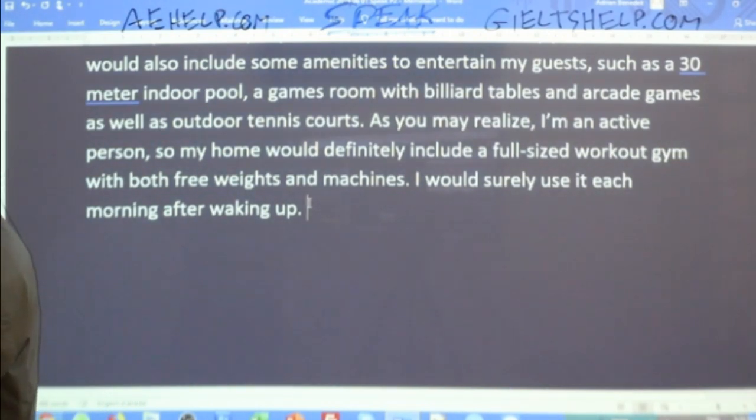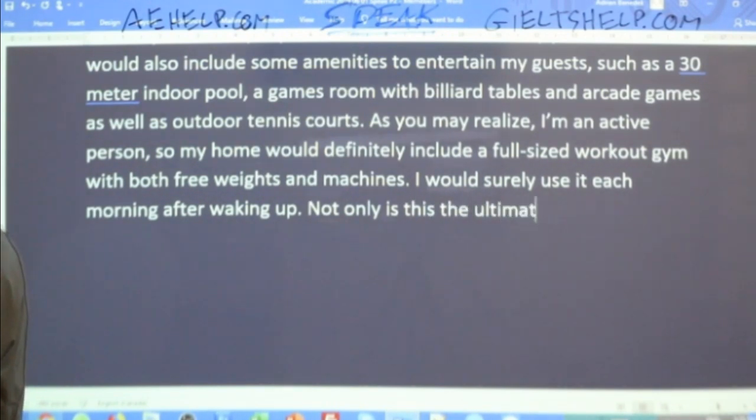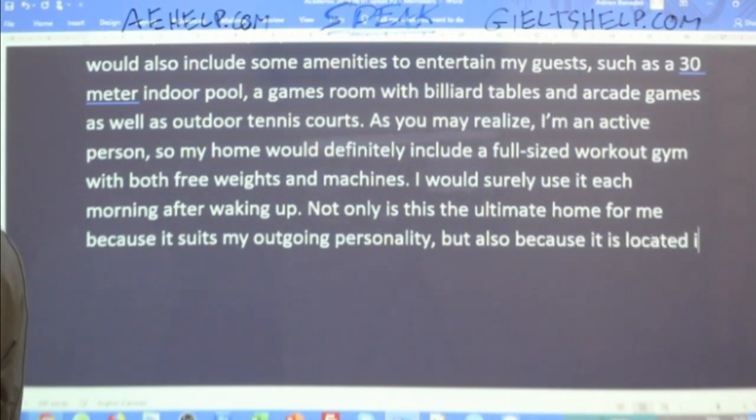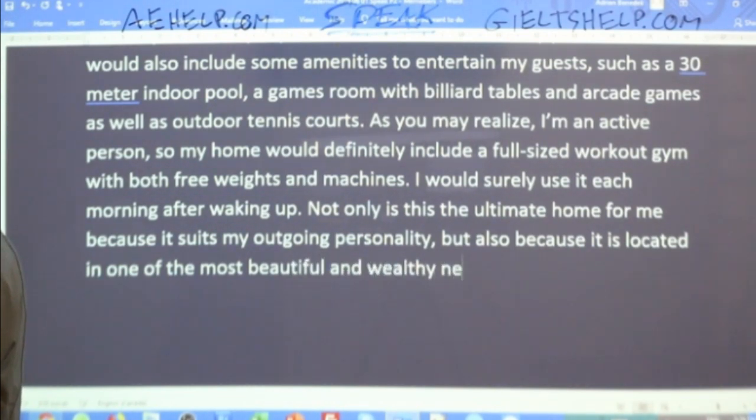So here I would say not only is this the ultimate home for me because it suits my outgoing personality, but also because it is located in one of the most beautiful and wealthy neighborhoods in the world.